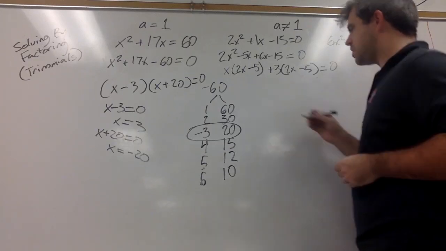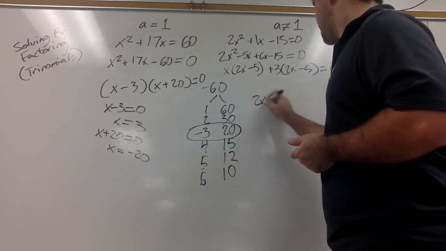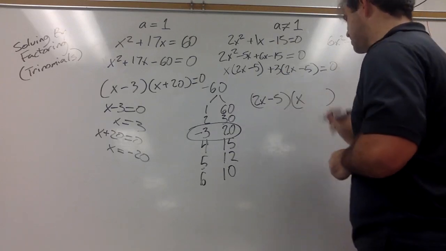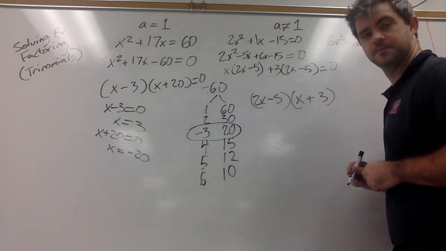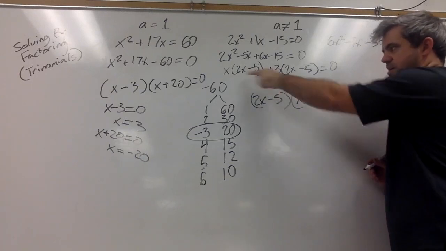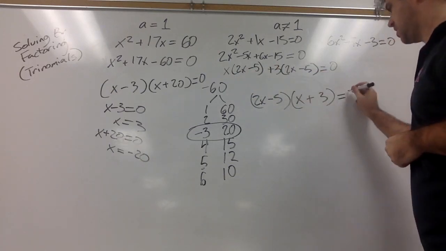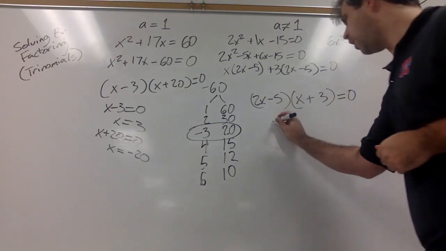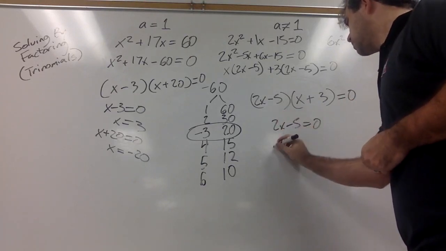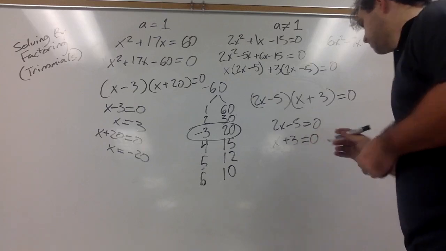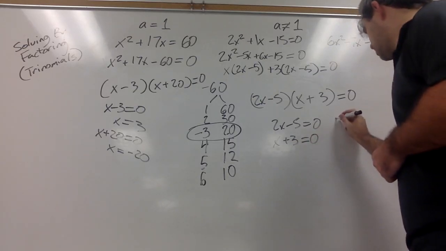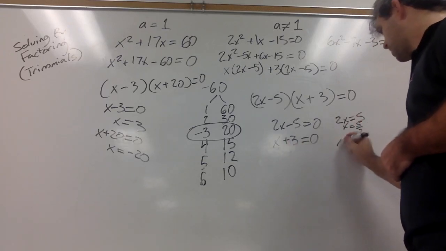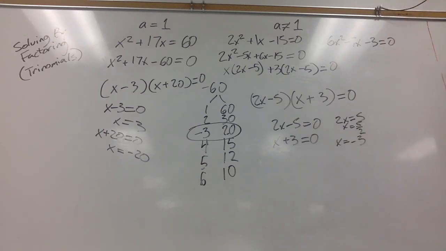Okay? So we're going to say, oh, well, 2x minus 5 got distributed to two things. It got distributed to the x and the 3. So if we distributed this out, it would give us this. Well, look there. We've got it factored out. So now all we have to do is set these factors equal to 0. So 2x equals 5, x equals 5 halves, x equals negative 3.